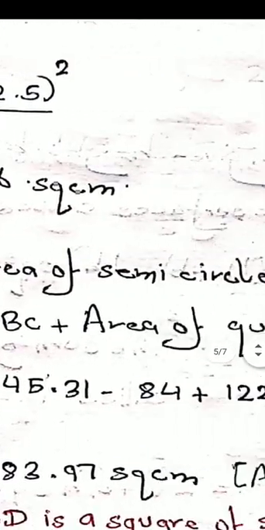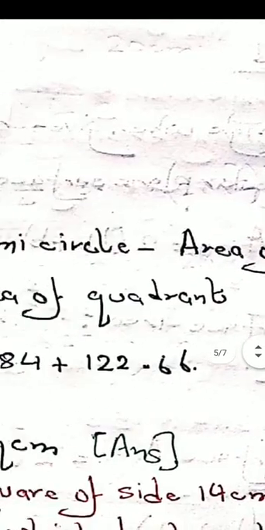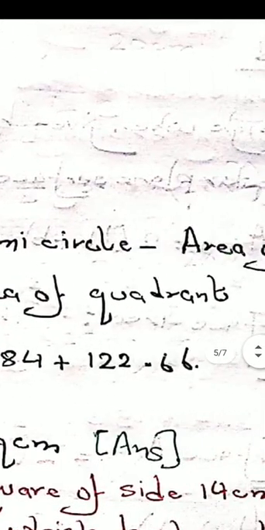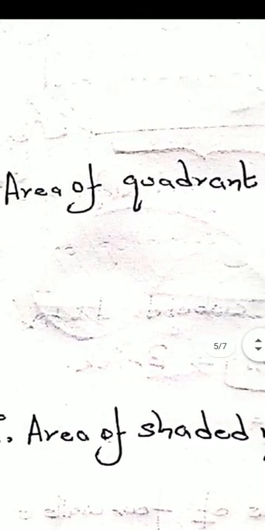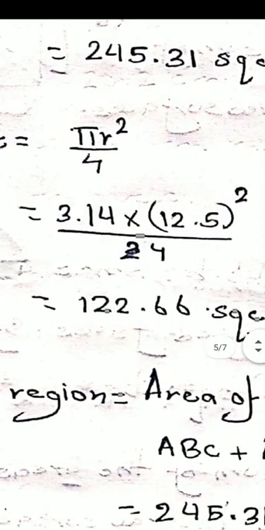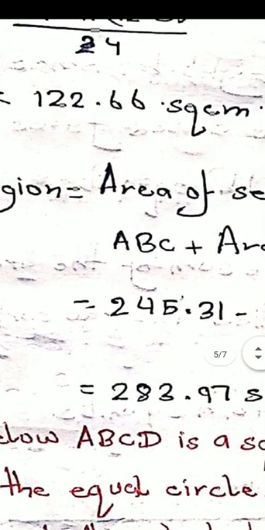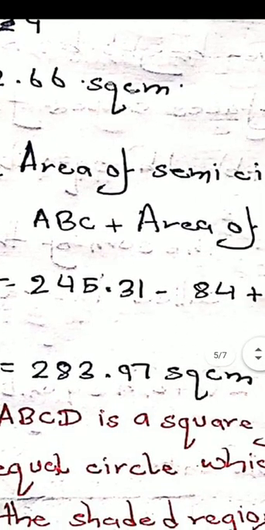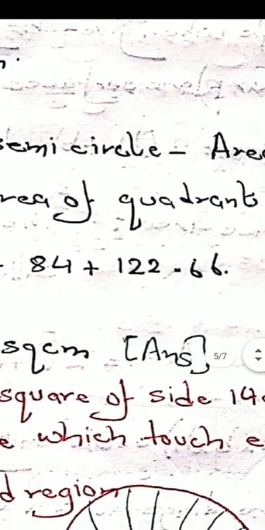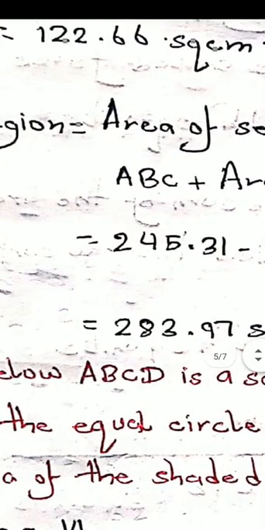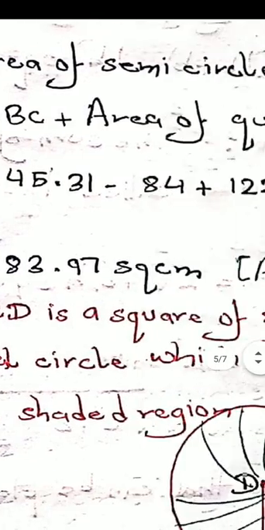So area of the shaded region, as I've told you, will be area of semicircle minus area of triangle plus area of quadrant. I think I have not shown you how I calculate area of quadrant. So area of quadrant is pi r square by 4, that is 3.14 into 12.5 whole square by 4. So that happens to be 122.66 square centimeter. So after doing all this, I'll get 245.31 minus 84 plus 122.66, which happens to be 203.97 square centimeter.